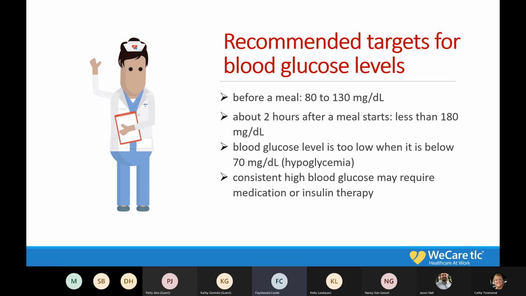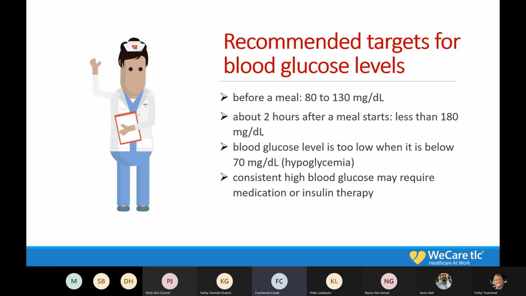Recommended targets for blood glucose levels, again, before a meal, 80 to 130. I think 130 is really on the high side because that basically says that your blood glucose is not as, or your diabetes is not as controlled as it should be. What I used to tell patients is under 100 is really where you want to be. But 120 is definitely the most you want to be before breakfast. But some of the information you see today will say up to 130. About 2 hours after you're eating, it would be less than 180.